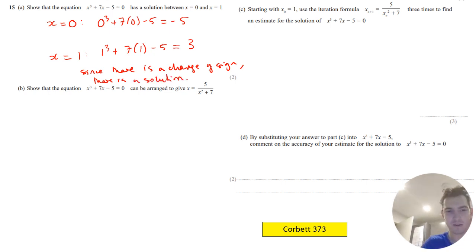Okay, part B, show that the equation can be rearranged to give this expression here. So let's start off with my equation. And I need to somehow rearrange it to give what we've got on the right-hand side. The first thing I see is that the equation that I want has this positive 5 on the numerator. So I think I'm going to want to move that minus 5 onto the right-hand side.